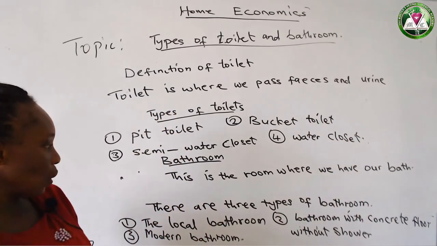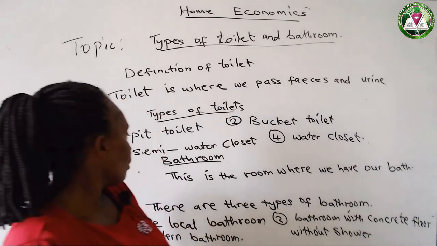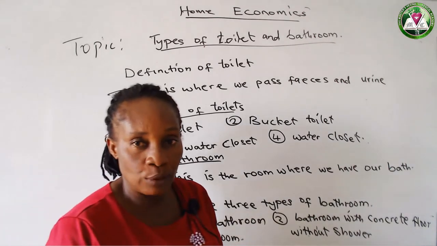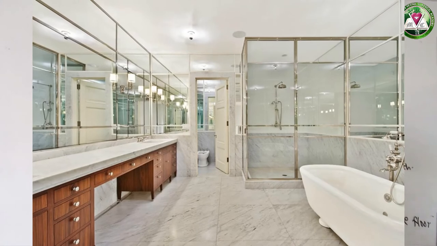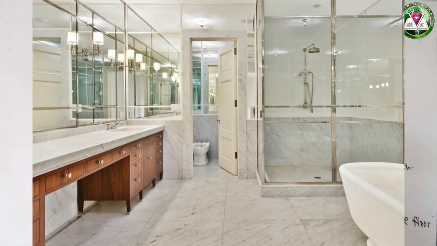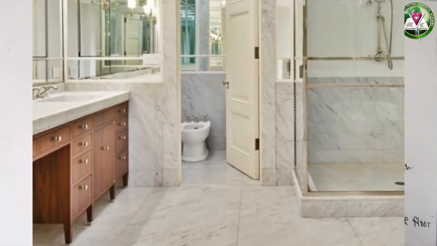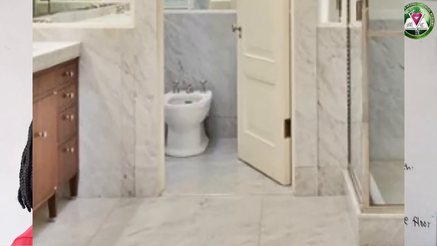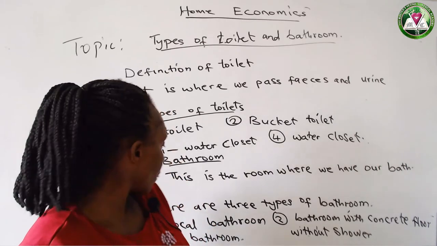Now, this will lead us to the next, the bedroom. What is a bedroom? A bedroom is a room where we have our bed. I repeat again, a bedroom is a room where we have our bed.